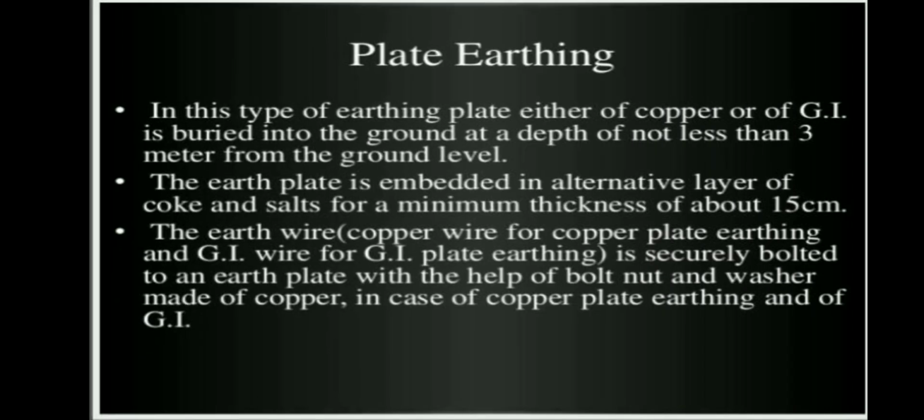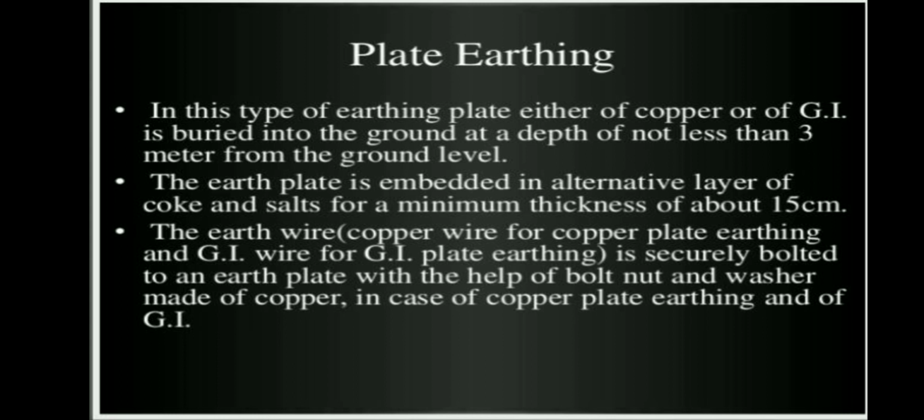The first is plate earthing. In this type of earthing, a plate of either copper or GI is buried in the ground at a depth of not less than 3 meters from the ground level. The earth plate is embedded in alternate layers of coke and salt for a minimum thickness of about 15 centimeters.